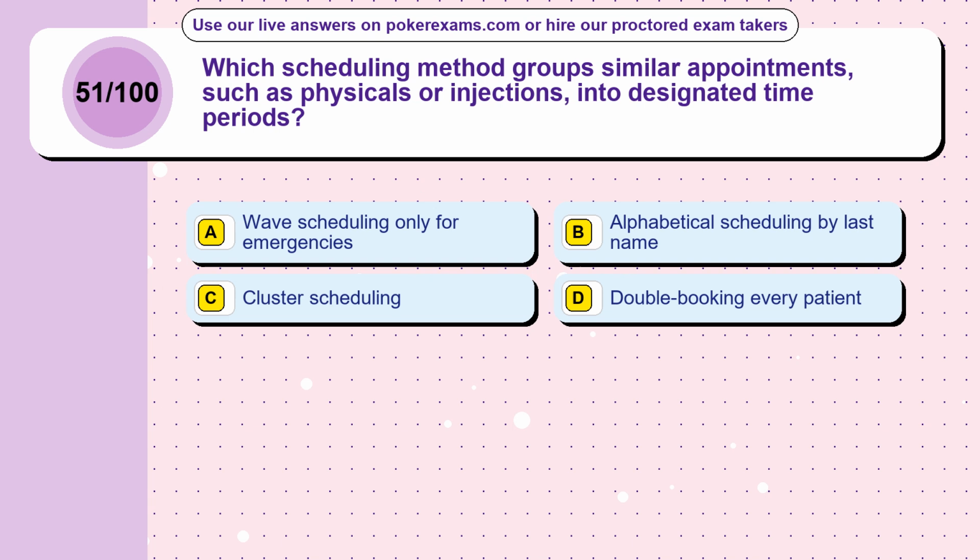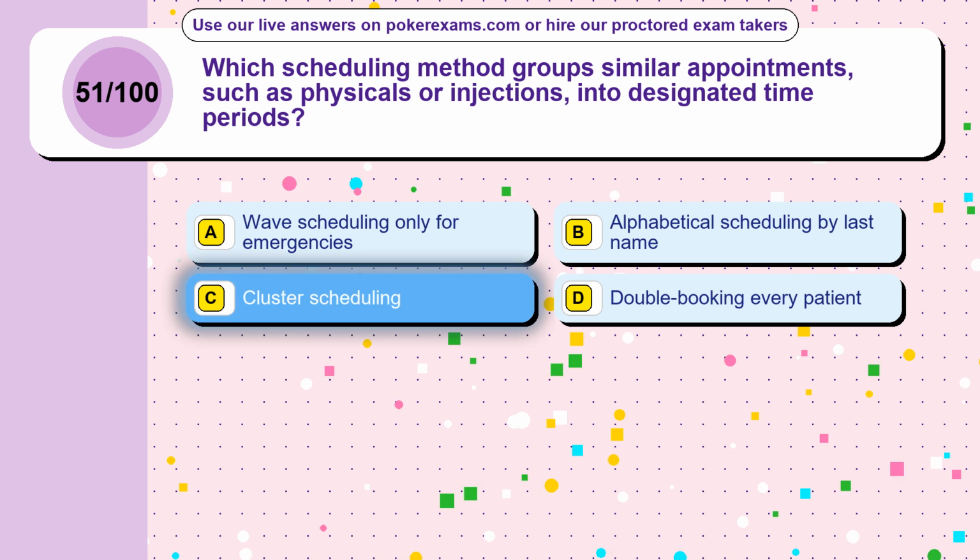Question 51. Which scheduling method groups similar appointments, such as physicals or injections, into designated time periods? Option A. Wave scheduling only for emergencies. Option B. Alphabetical scheduling by last name. Option C. Cluster scheduling. Option D. Double booking every patient. The correct answer is option C.